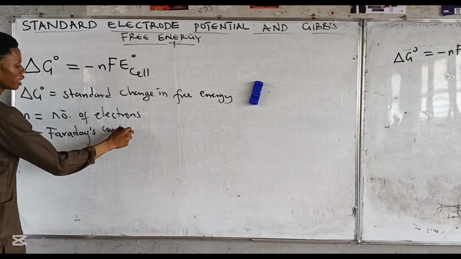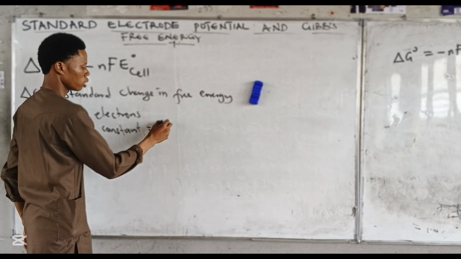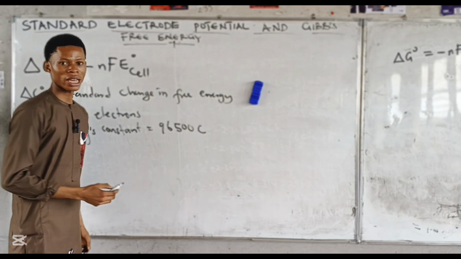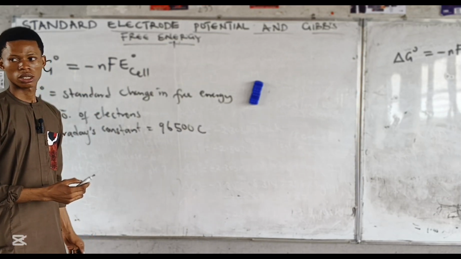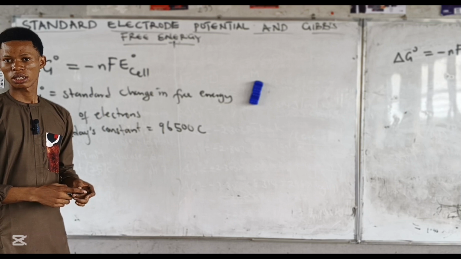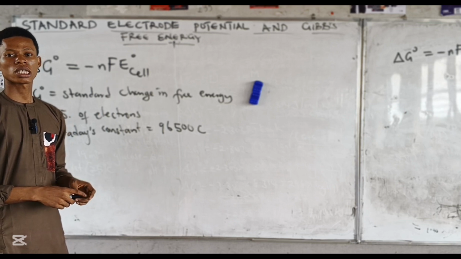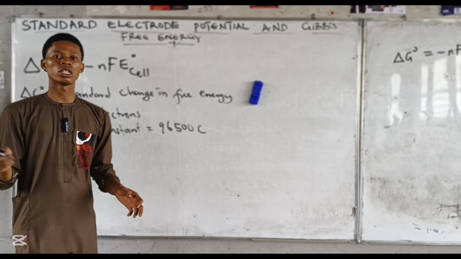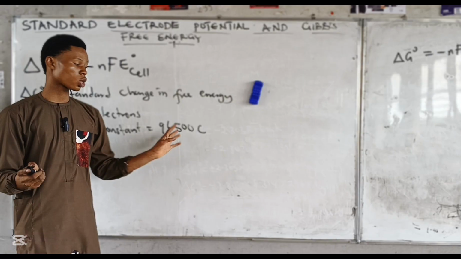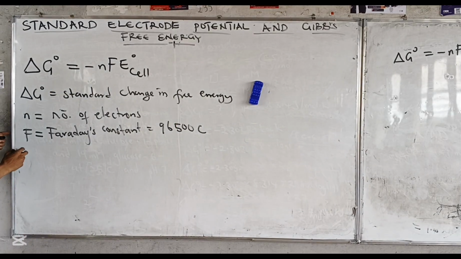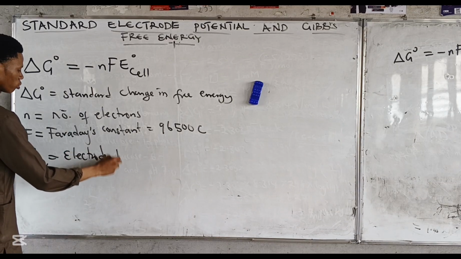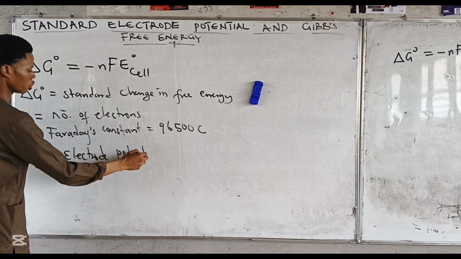And you agree with me that Faraday's constant is equal to what? 96500, or 96485. Don't worry, in equations where they don't want you to use it, they'll give you the other one, the real value. So 96500 coulombs. And E naught cell is the electrode potential.